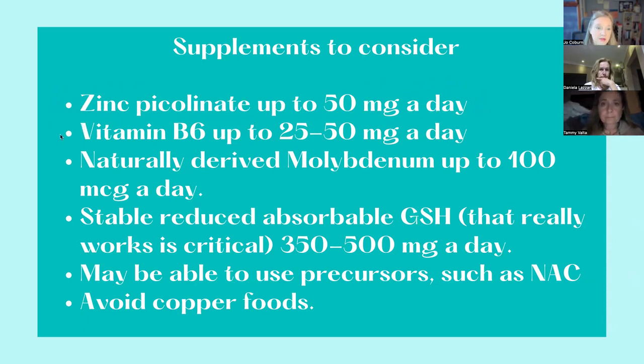Vitamin B6, you want to make sure that in the absence of, right? While things are out of whack and they're losing zinc and losing B6 because of the cryptopyrroles and pyroluria, you need to be able to give them some that they can use. Molybdenum is the other one, so up to 100 micrograms a day. And then some form of stable, reduced, absorbable glutathione.